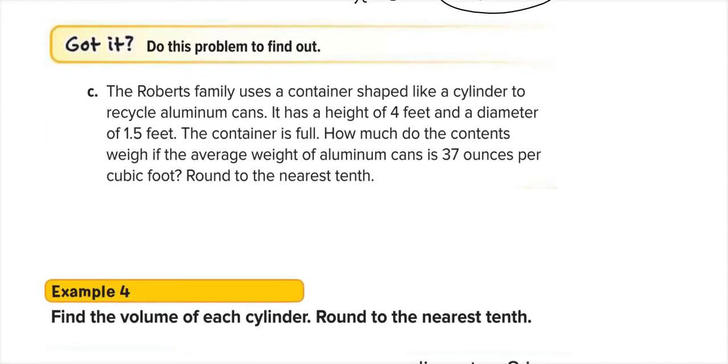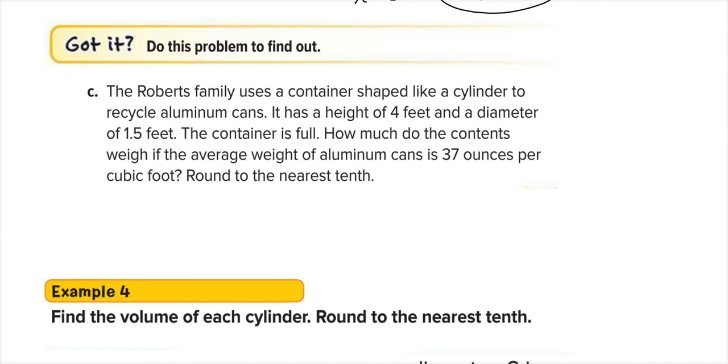Okay, let's try this one by ourselves. And let's take a look. So it says the Roberts family uses a container shaped like a cylinder to recycle aluminum cans. It has a height of 4 feet and a diameter of 1.5 feet. The container is full. How much do the contents weigh if the average weight of aluminum cans is 37 ounces per cubic foot? We're going to round to the nearest tenth.